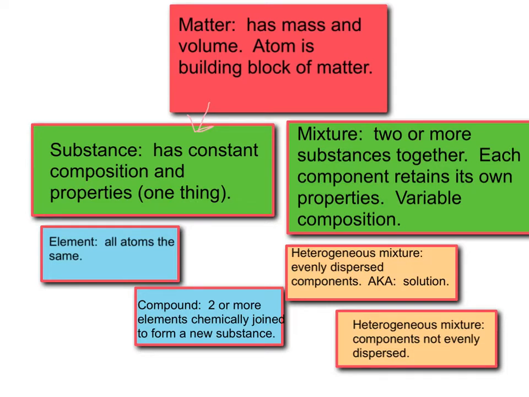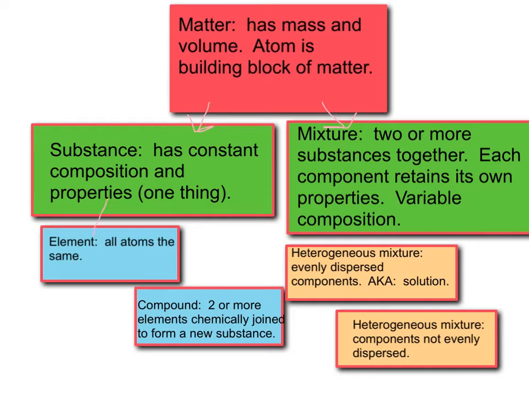The second thing to break matter down into is a mixture. These are two or more substances together. Each component retains its own properties, and it's a variable composition. So you can add 2, 3, 4, 5 things, put them in any amounts, and it's still a mixture. Let's go back to substance, and then go down to the next block.